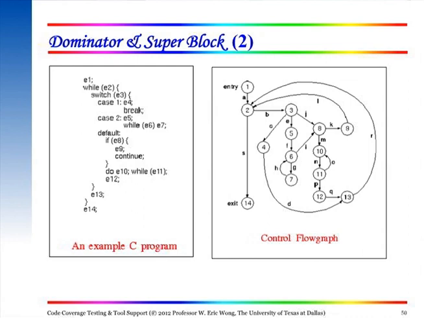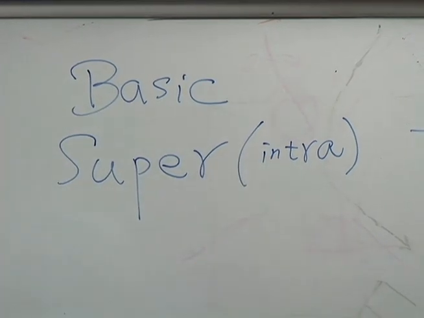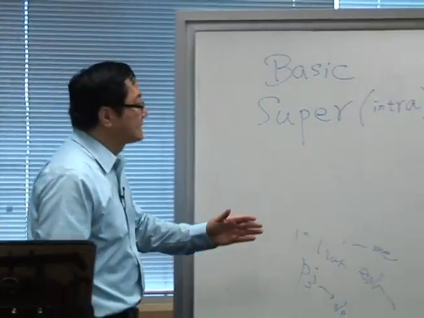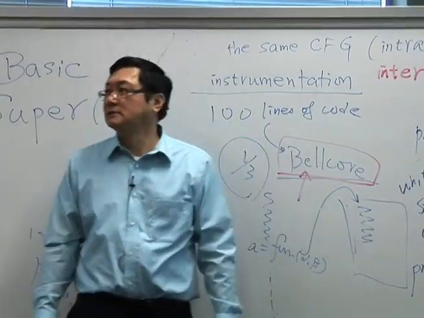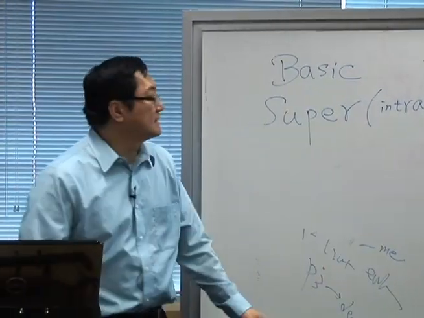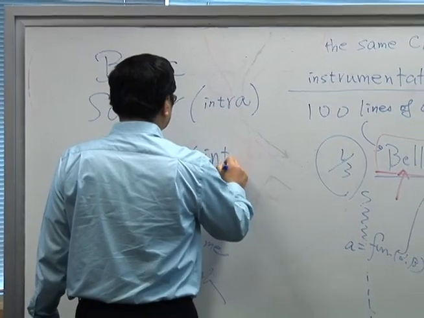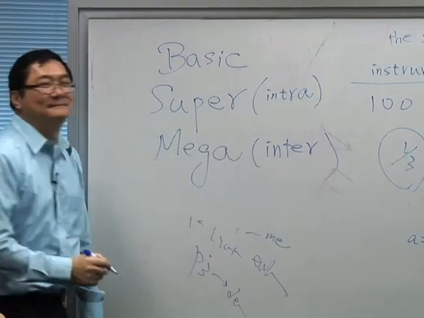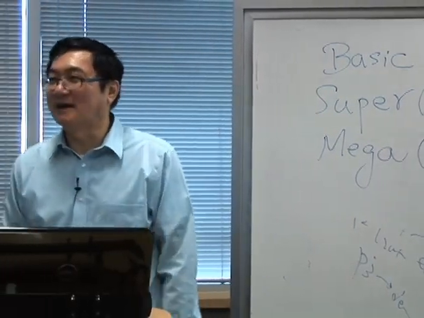Okay, super block, we only use one control flow graph for the analysis. And we all know that execution can go to different modules. So we need to consider inter. So we have this mega block. That gives you what? More precise analysis. So far, so good?